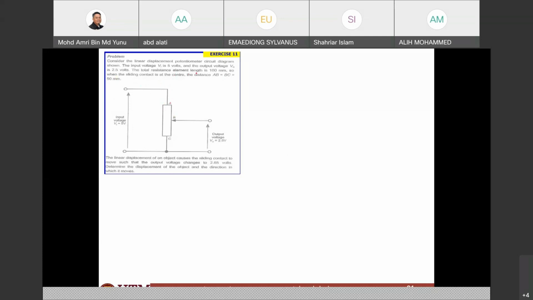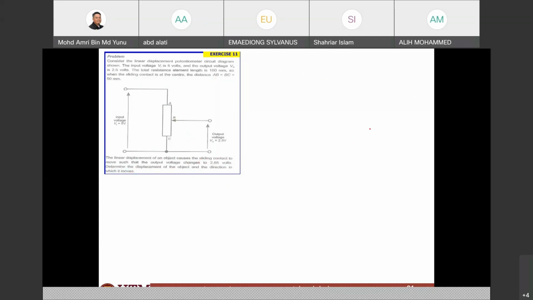So the total resistance element length is 100 mm. When the sliding contact is at the center, the distance between A and B to C is 50 mm. The linear displacement of an object causes the sliding contact to move such that the output voltage changes to 2.65 volt. Determine the displacement of the object and the direction in which it moves.